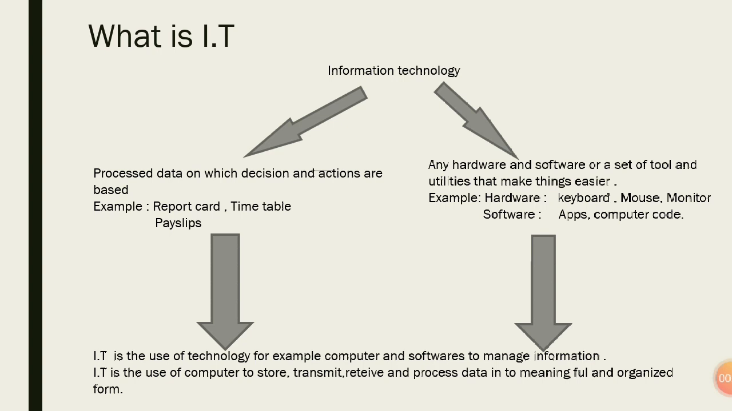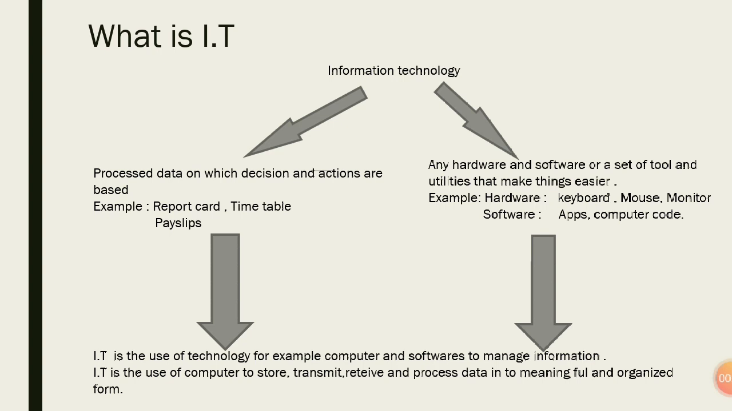IT is a combination of two words, information and technology. What is information? Information is the processed data on which decisions and actions are based. Data is the facts and figures. And when these facts and figures are used in a meaningful way, then this becomes information. Just like if you have numbers, these are the data. And if you use these numbers to make report cards, timetables and payslips, then this becomes information.